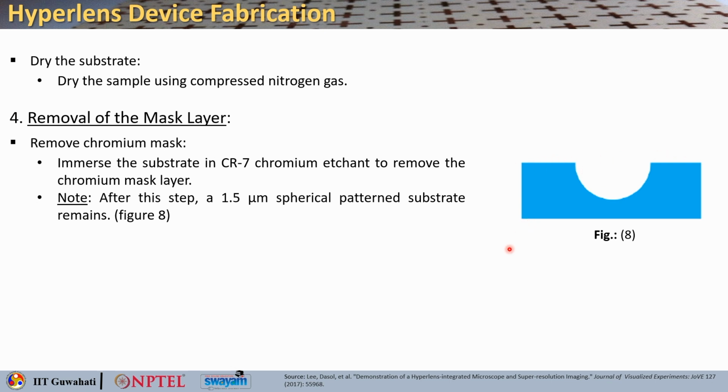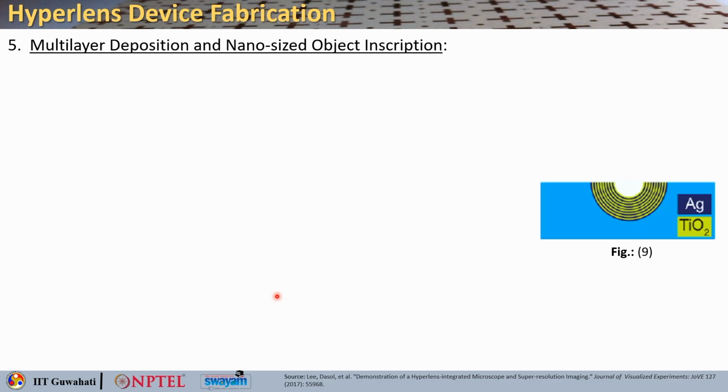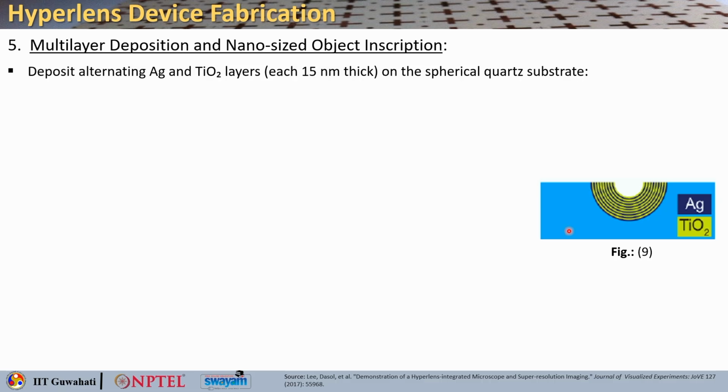After this step you will see a 1.5 micron spherical pattern substrate that is remaining with you, and the final cleaning will be done again with deionized water for 5 minutes, and after that you have your substrate ready for multilayer deposition.